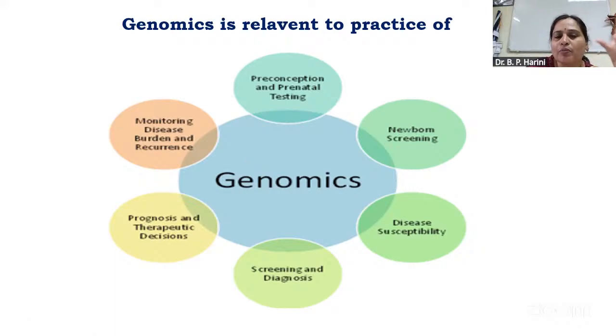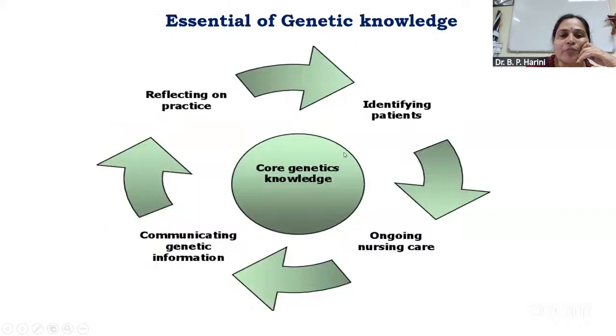So genomics is one of the important fields which has made history in learning how the genome functions at different stages of development. For this we need knowledge of core genetics. Right from the gene, we can't simply have a roadmap to the genomic era. Here we need to understand the core genetic knowledge through reflecting on practices, identifying patients, and ongoing nursing care, and communicating genetic information is also very important.